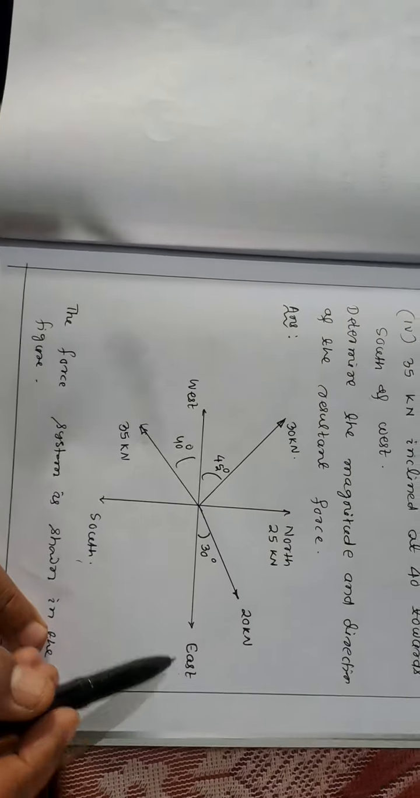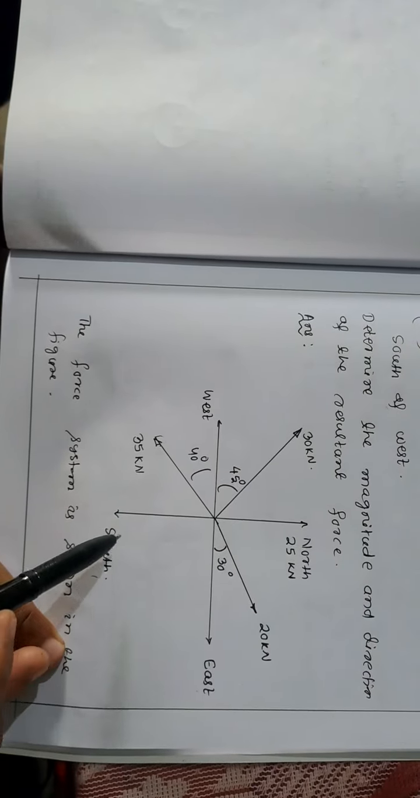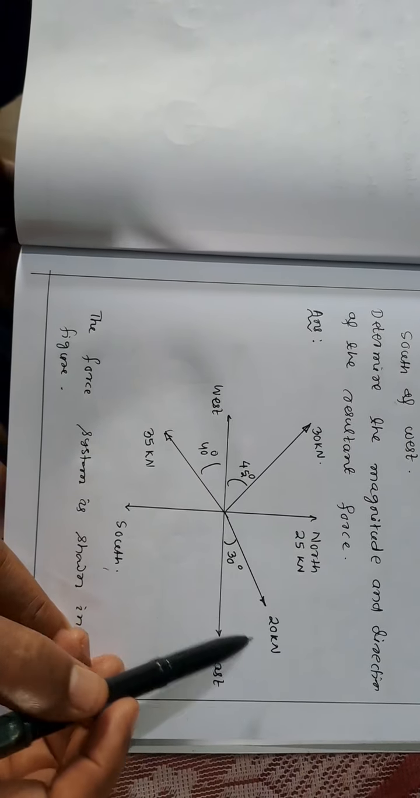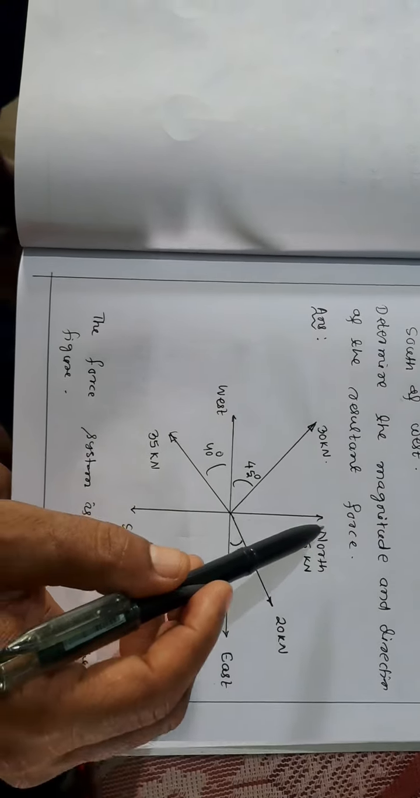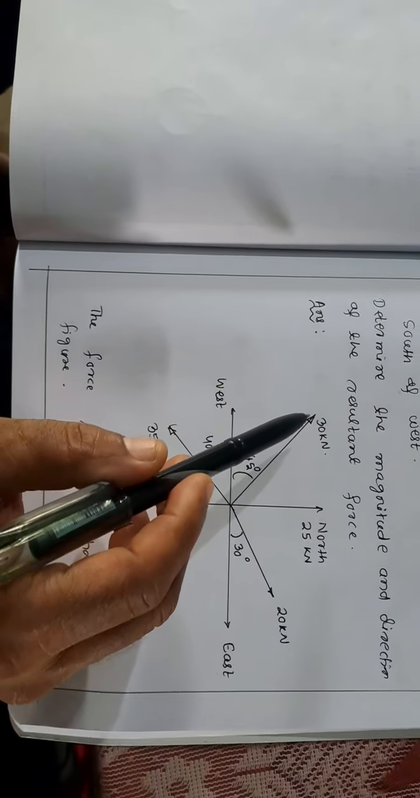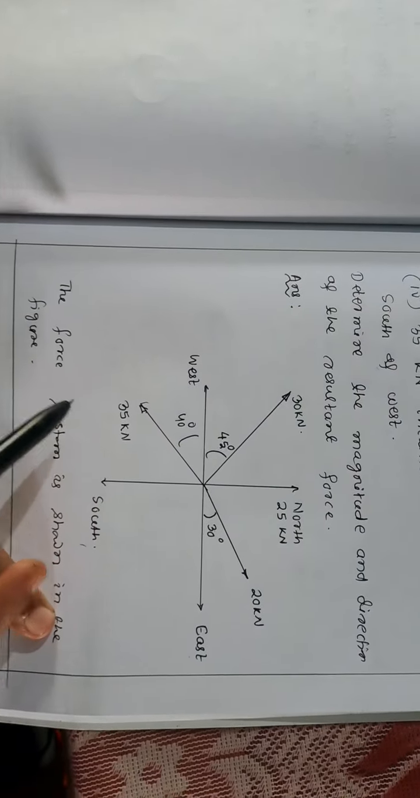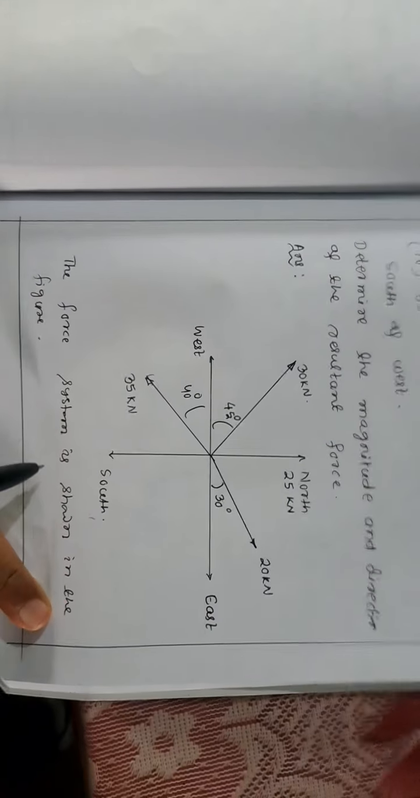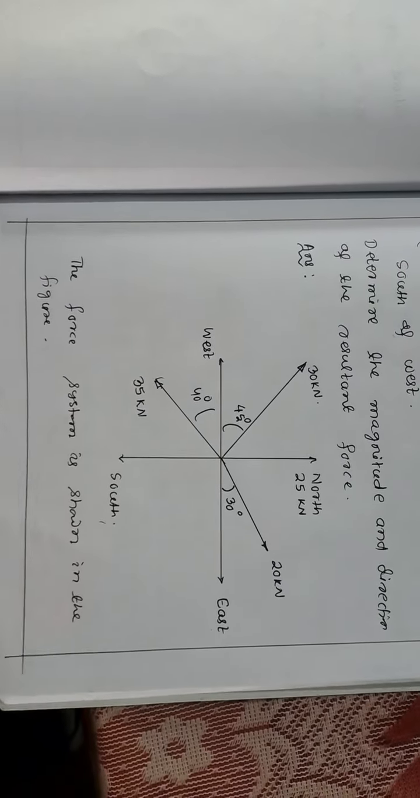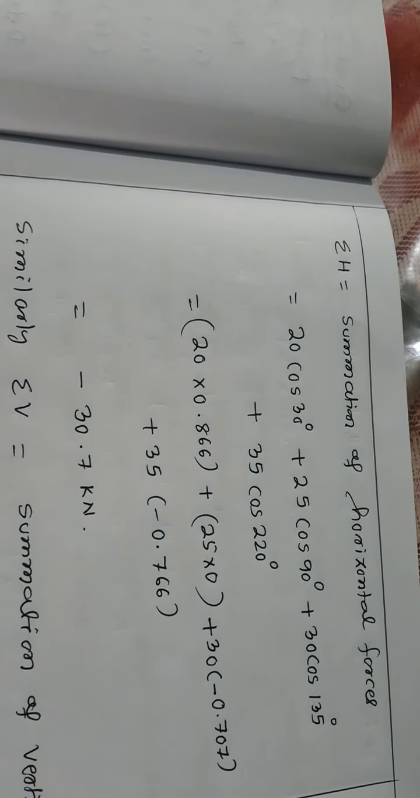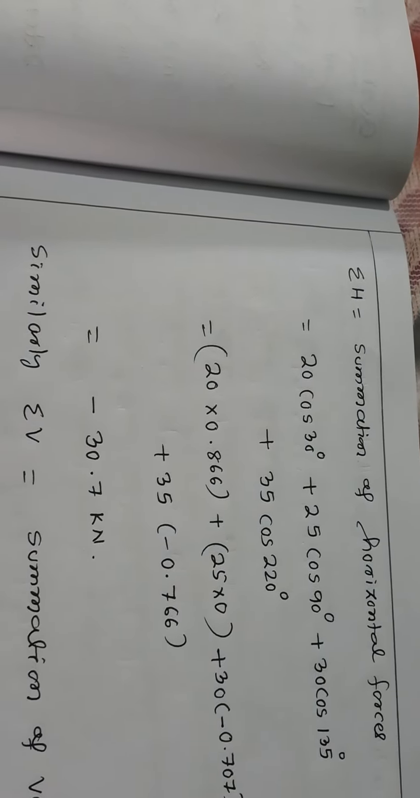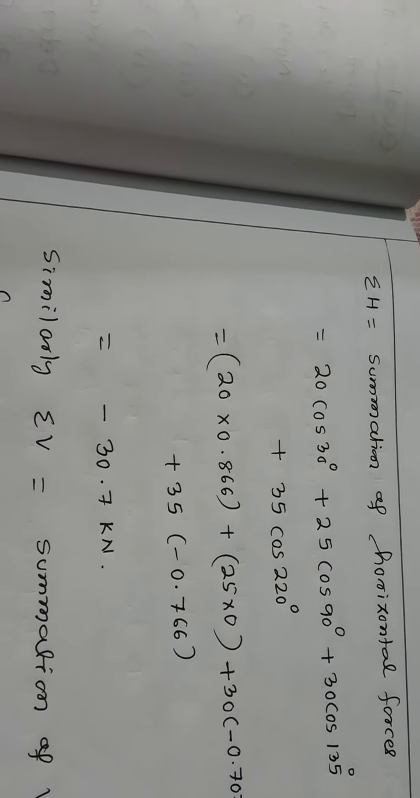This is east, west, north, south. This 20 kilonewton is at 30 degree. Now 25 is at 90 degree, 45 degree is 30 kilonewton, 40 degree is 35 kilonewton. The force system is shown in the figure. You know that vertical forces are always sine and horizontal forces always cos.